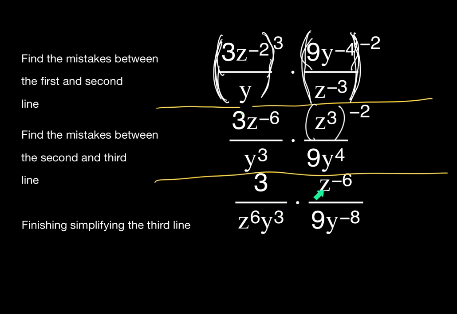This is z to the negative 6th, because it was z cubed to the negative 2nd. So that's right. And then this down here is 9y to the 4th, became 9y to the negative 8th. This negative 2 in this case is only on the numerator. It's not on the denominator. So that negative 2 should not be multiplied by this.